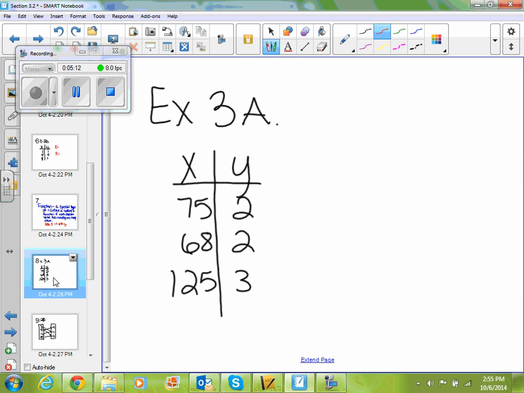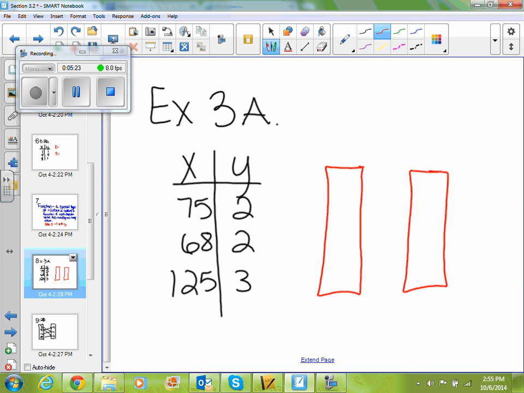Okay, so if we look at example 3a, we're given these x values and these y values, and we're going to put them into a map so that we can decide if it is a function. Okay, so my x values go over here, so 75, 68, and 125. Then my y values are 2, 2, and 3, and I don't write the 2 twice because that'd be redundant. So my y values are just 2 and 3, and then I draw arrows to map them. So 75 is connected to 2, 68 is also connected to 2, and 125 is connected to 3.